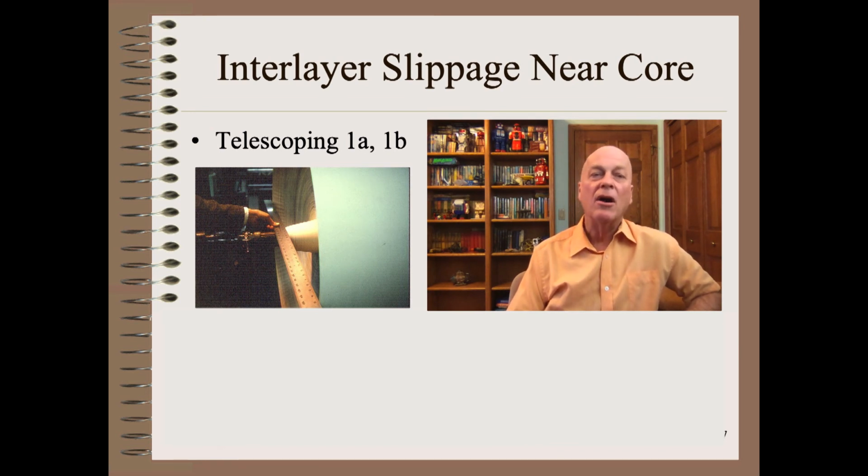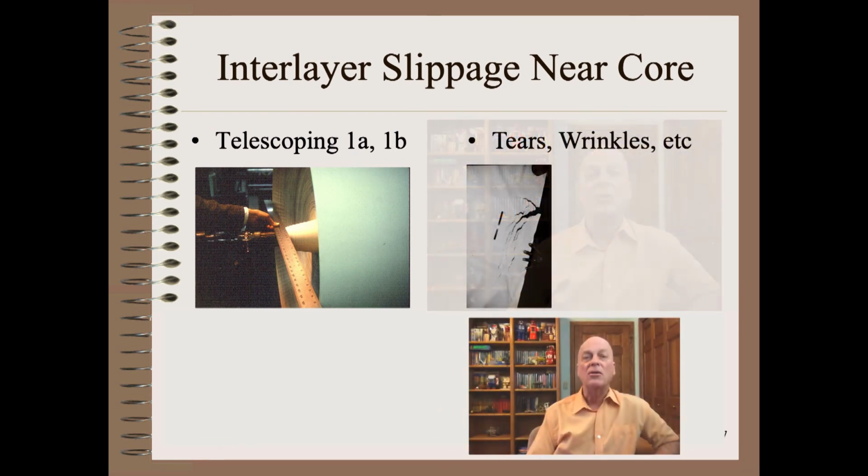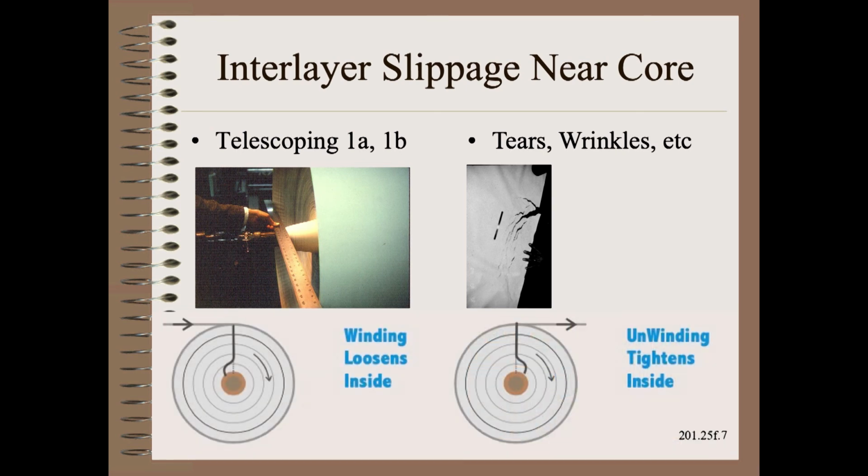However, there are many other defects that can result from interlayer slippage near the core, including tears and wrinkles. To further complicate the mechanics, some of these defects are torque-induced and some are roll weight-induced, and the direction of slippage is different for each.